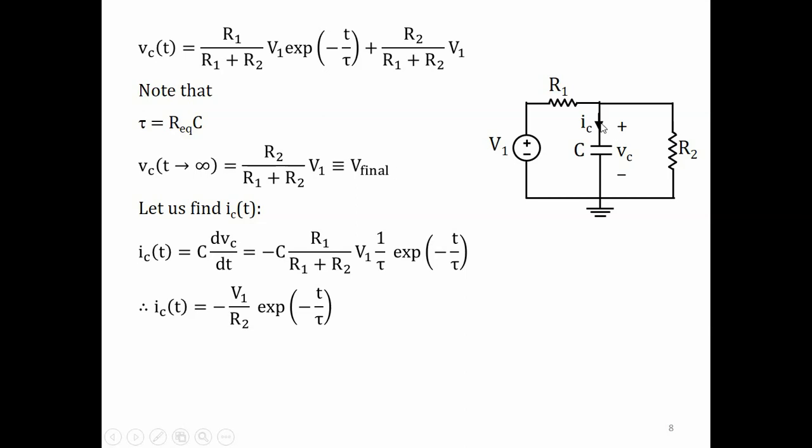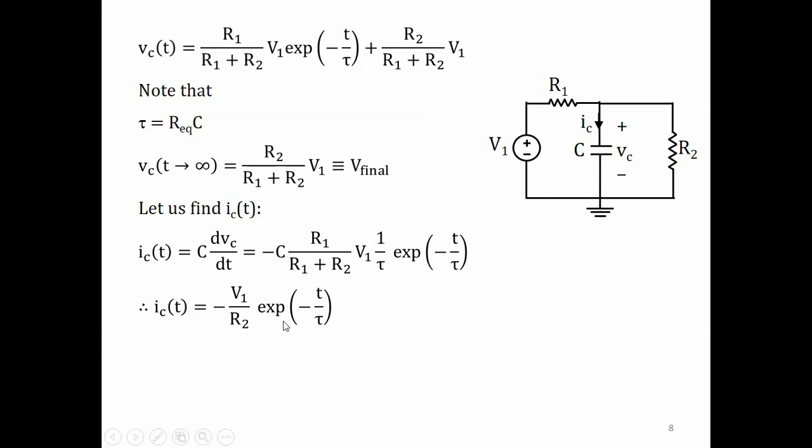Now we are asked to find IC also. IC is directly found in this circuit by, well, for any circuit, if the capacitor current is asked and if you found the capacitor voltage, you just use the capacitor equation. So you say IC is C dVc dt. We've already found Vc, so we just differentiate this and put in all values, and finally you will get IC of t equal to minus V1 by R2 e raised to minus t by tau. If you solve all of this, you will get this.